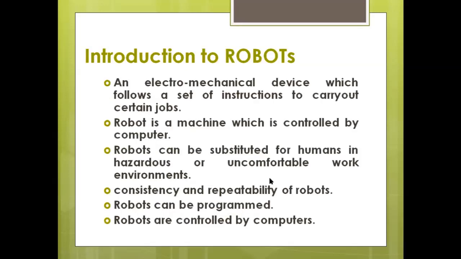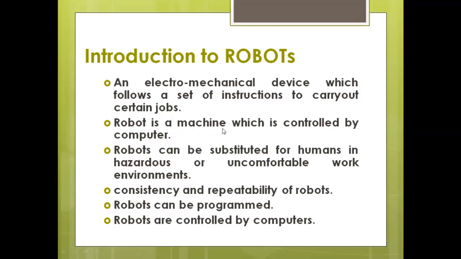Introduction to the robot. Already you know robot. Robot is a man-made machine which works as per the given set of instructions. A robot is an electromechanical device which follows a set of instructions to carry out certain jobs.